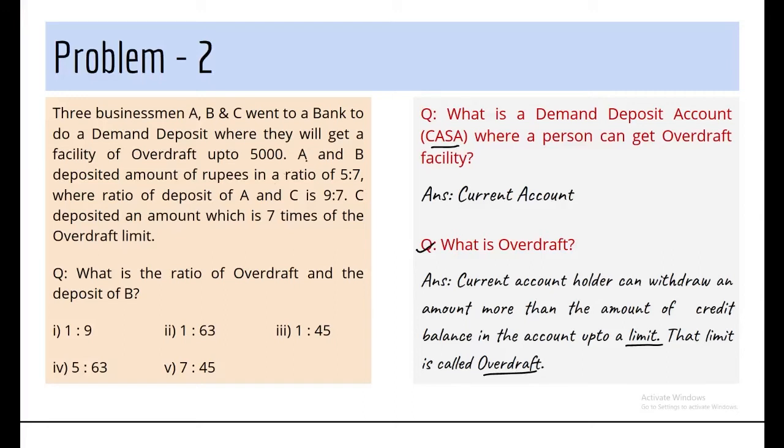So here an interesting thing is, we know the ratio of A and B and A and C, and we know the deposit amount of C. Means we know this part, this 7. In A is to C, we know the 7. So we have to find out the deposit of B. Means we have to find out the B's total deposit.